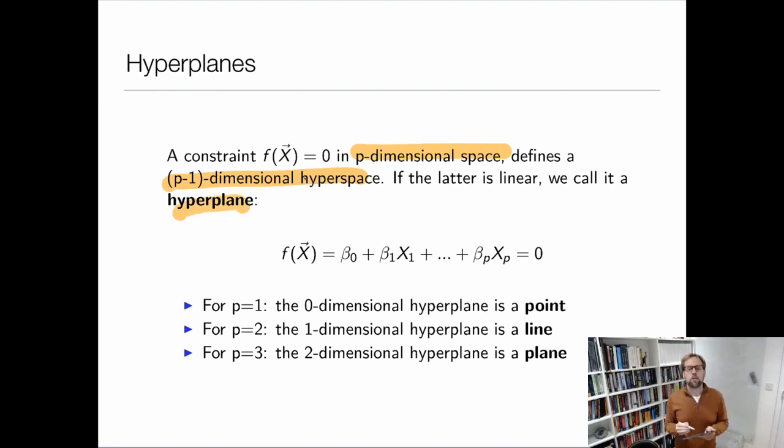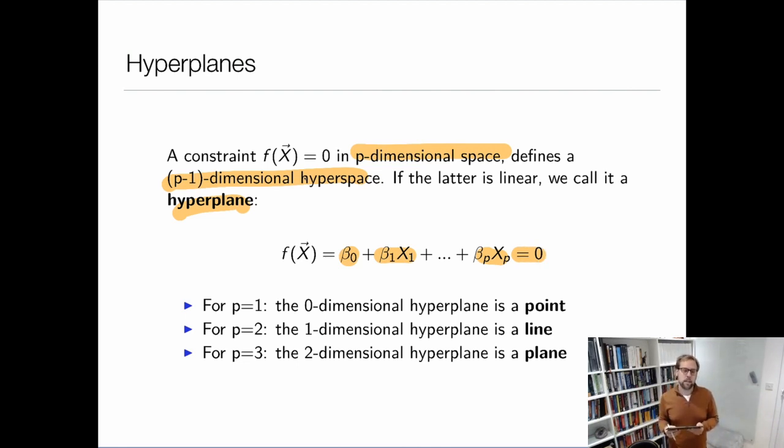In particular, as I just said, if it's linear, then we call it a hyperplane. So the more general expression for a linear relationship in p dimensions is we have an intercept, and then we have the p variables, each one with its own slope. And if we set this thing equal to 0, then we have a p-dimensional hyperplane.